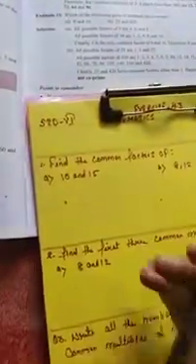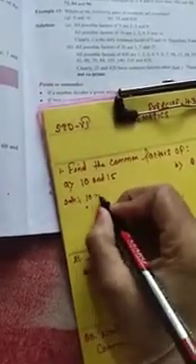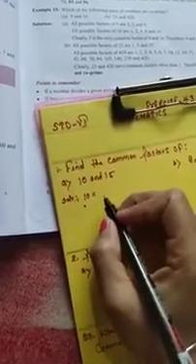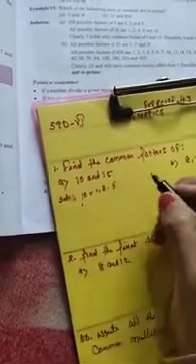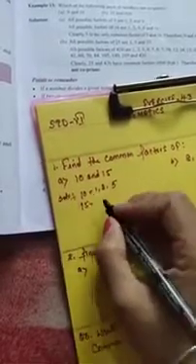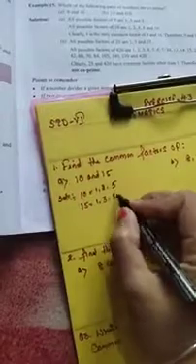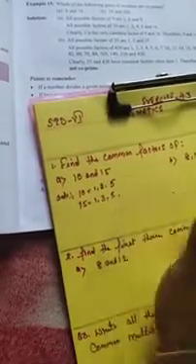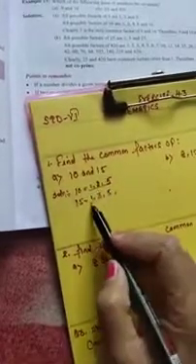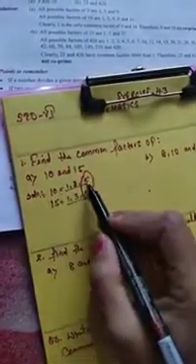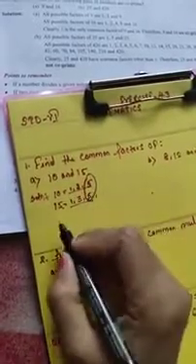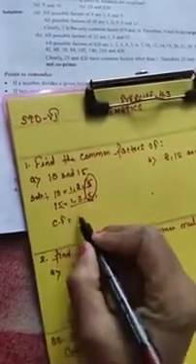10 and 15, how to find common factor? Question I have already written. Solution. First of all, in the table of 10, which numbers are coming? 1, 2, 5. Second, 15 is given. So 1, 3, 5. Now in these numbers, which one is a common factor? 5 is the common factor. In 10, 5 is also coming. In 15, 5 is also coming. So both are common. You can write here common factor equal to 5.